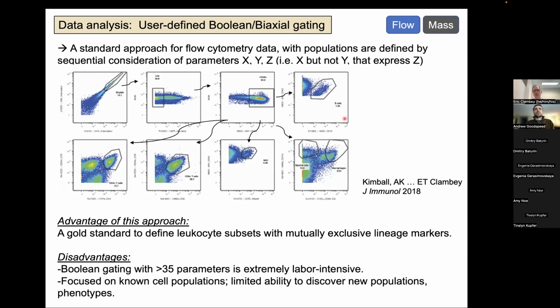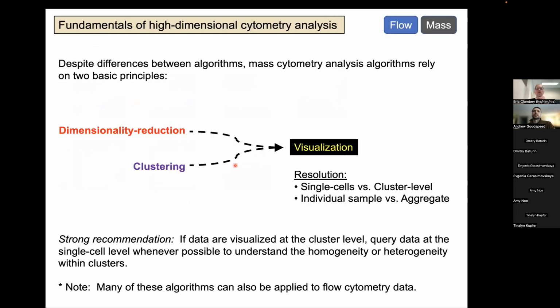The other thing to think about for high dimensional analysis is, when I gave examples of gating in terms of like a Boolean analysis of X versus Y and A versus B, if you think about 20 or 30 parameters, this can become extremely arduous. And so there's been a move towards data analysis for high dimensional analysis to really integrate two different approaches. One is dimensionality reduction, and the other is clustering.